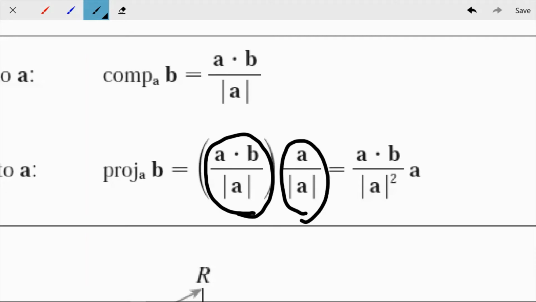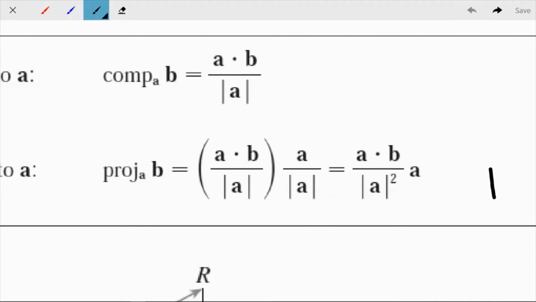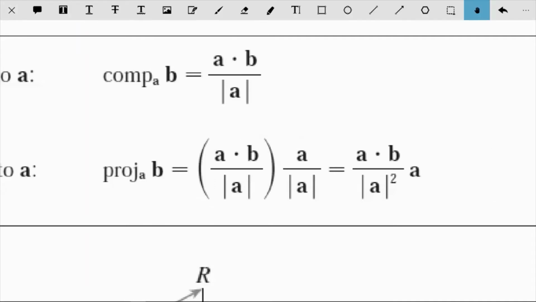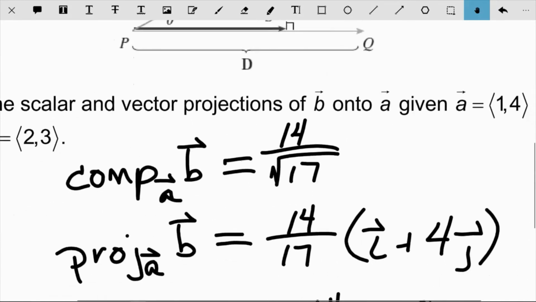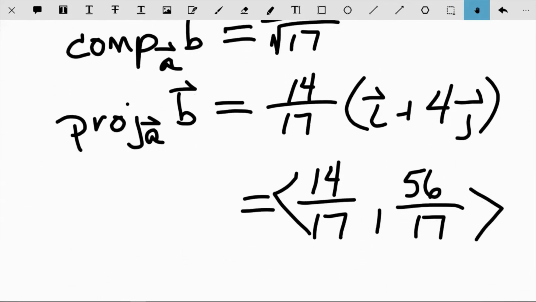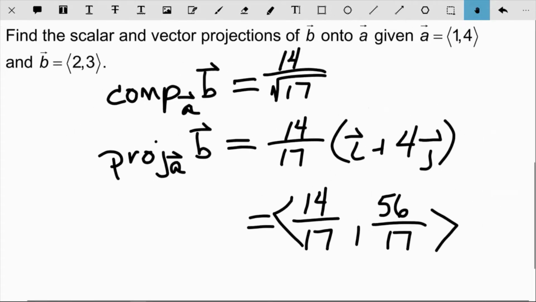So you could do it this long way. I chose to do it the shortcut way. I typically do it the long way because I don't want to memorize those formulas. But you can see that that's how I came up with the projection of vector B in the direction of vector A.